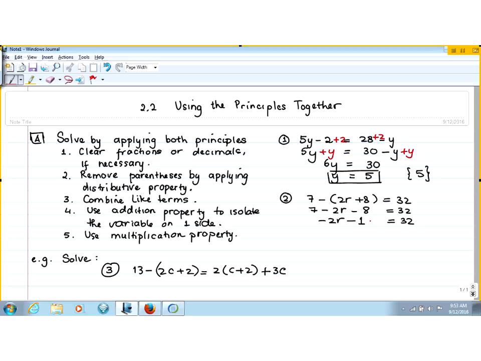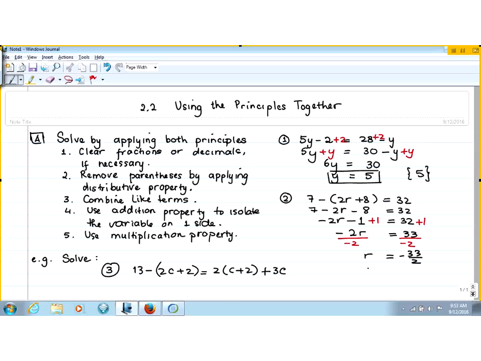Okay, so now how do I proceed here? I need to isolate the r, so we add 1 to both sides. So negative 2r is equal to 33. All right, and then divide both sides by negative 2. I could write the division by negative 2, or I could just do it in my head. So negative 2 and negative 2 cancel. What is r equal to?